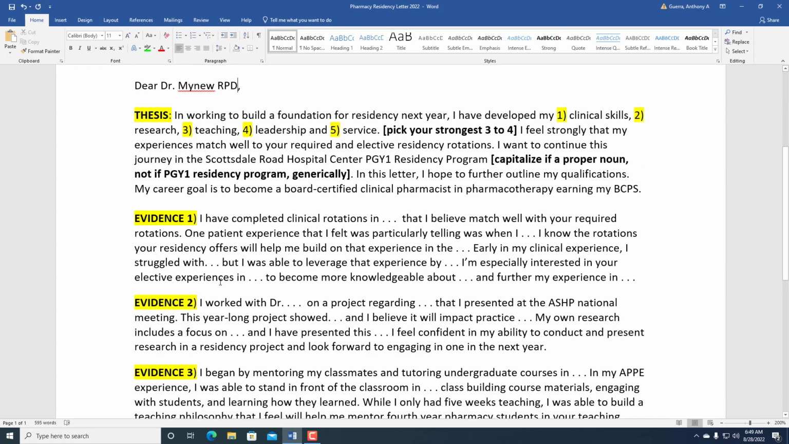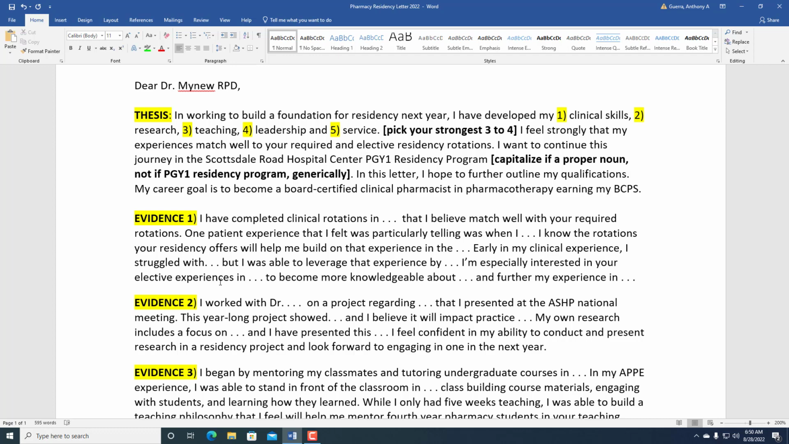All right, so let's begin with thesis. In working to build a foundation for resident... Oh, this is different than the other one. I just wanted something new for 2022, and it's my 500th episode, so I just wanted to have something a little bit different. Thesis: In working to build a foundation for residency next year, I have developed my 1, clinical skills, 2, research, 3, teaching, 4, leadership, and 5, service. Pick your strongest 3 to 4.